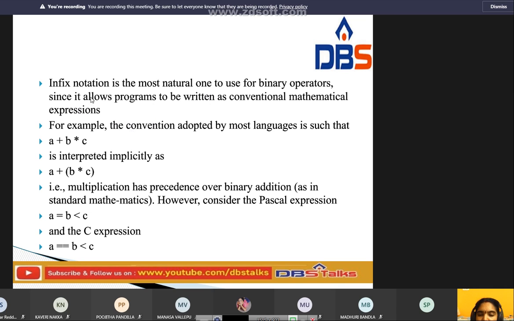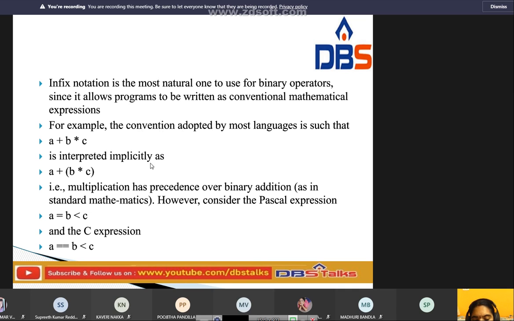This infix notation is the most natural one to use for binary operators. Here it allows programs to be written as conventional mathematical expressions. This convention is adopted by most languages.